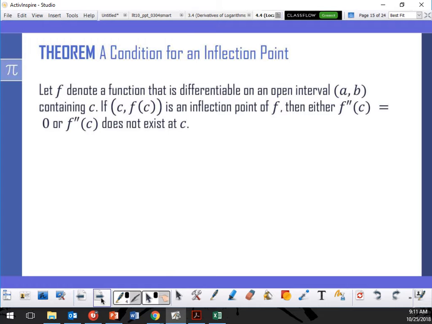All right, so basic things. Let f denote a function that is differentiable on an open interval containing c. If (c, f(c)) is an inflection point of f, then either f double prime of c, that's the second derivative, right, is equal to 0 or does not exist. Didn't we have that problem yesterday? It did not exist, right? The derivative did not exist at a certain point, so it wasn't differentiable over the entire interval. So that's what made it change there. All right.